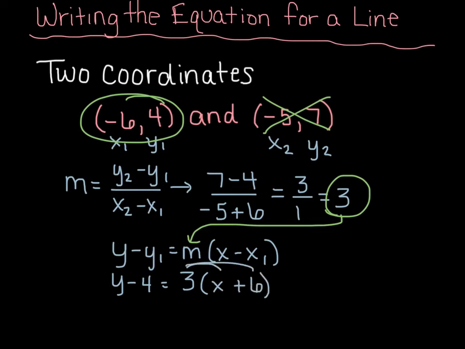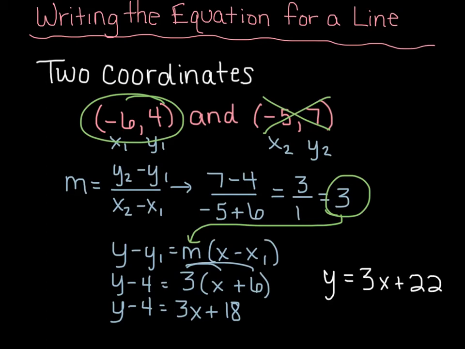Let's distribute this 3. So I get y minus 4 equals 3x plus 18. And then I'm going to move that 4 to the other side. I'm running a little short on space here, but it would end up being y equals 3x plus 22. Here's my final equation for that one.